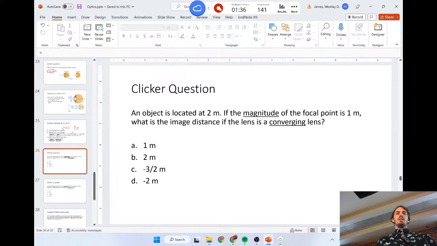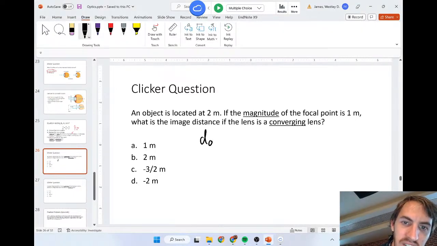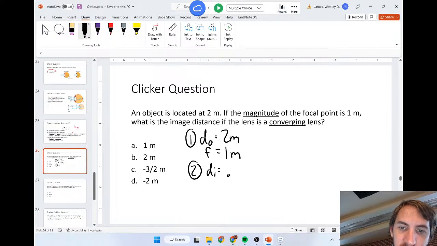All right, so our object distance is always positive, always. So let's write down our givens. Our object distance is 2 meters. That's always positive. Who cares what kind of lens you have? Our focal point is at 1 meter, and it's a converging lens, so it's positive. Converging lens, positive. Diverging lens, negative. Great. We're solving for the image distance, and I just gave you the equation for that.